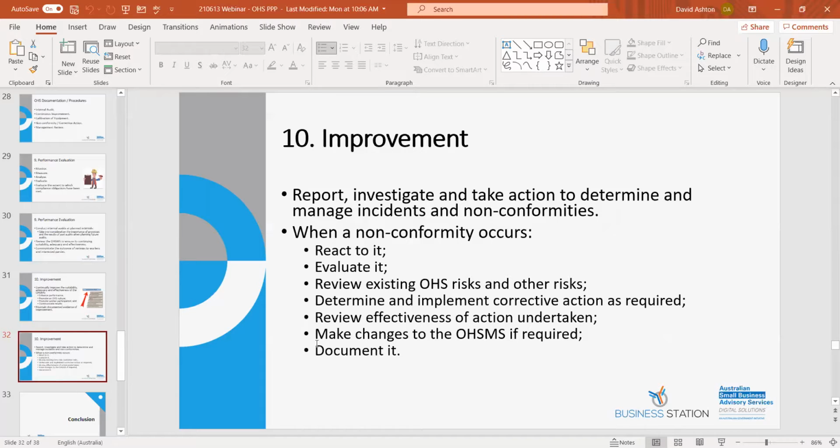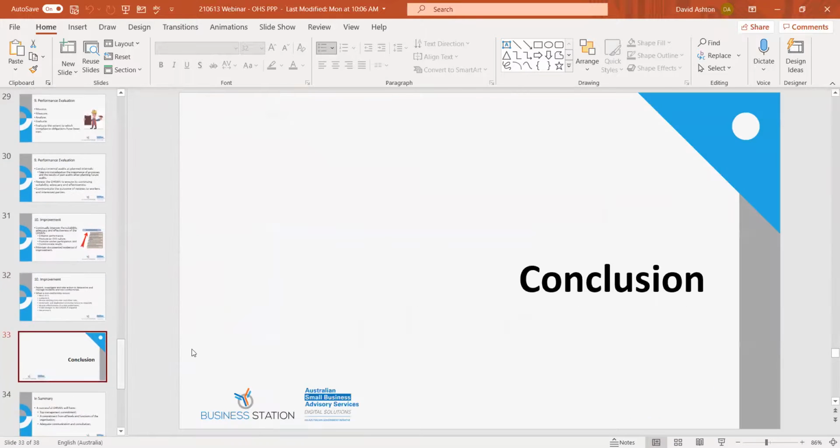So that's the safety management system. It's just a short presentation to give you an idea of that new standard that's come in.